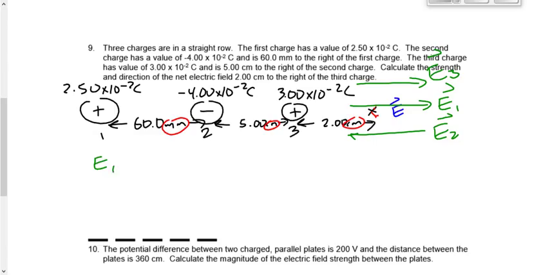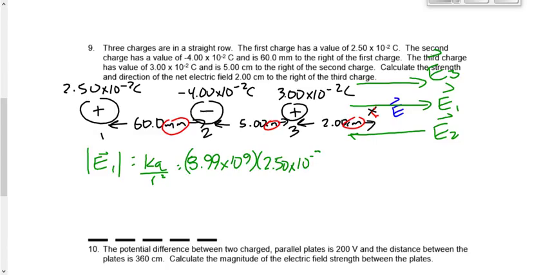We're going to say the field caused by number 1 is kq over r squared. That's 8.99 times 10 to the 9, times the charge of number 1, 2.50 times 10 to the negative 2, divided by r squared. What's r going to be here?